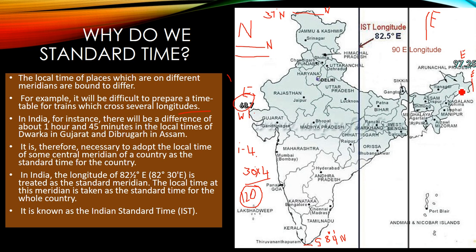No, it is because the sun rises here first. It is west to east, so if it is 6, it should be 8 here. It doesn't work that way, right? In India, for instance, there will be a difference about 1 hour 45 minutes in the local time, nearly 2 hours. Dwarka in Gujarat, Dibrugarh in Assam. If you take Dwarka here in Gujarat and Dibrugarh in Assam.